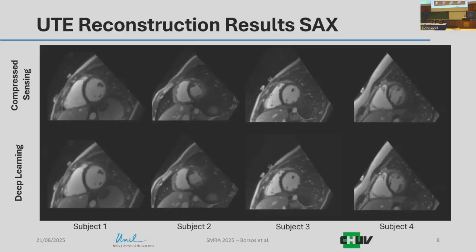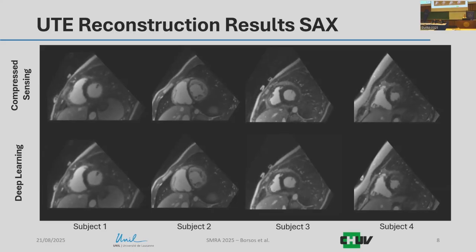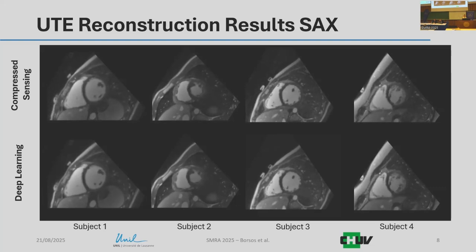We can also, of course, show these results in the short axis view because we have whole heart coverage, which is perhaps more familiar to some of you. And again, here we're comparing the compressed sensing images on the top row with the proposed deep learning on the bottom. And you can appreciate again that we have quite comparable image quality between the two techniques across our test subjects.